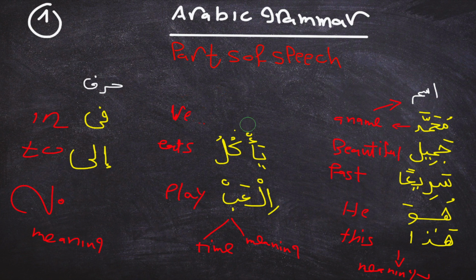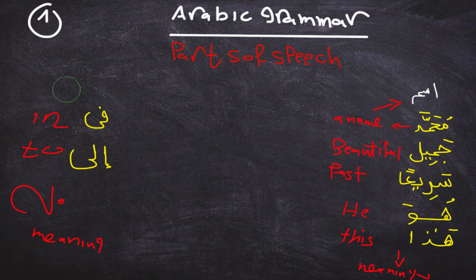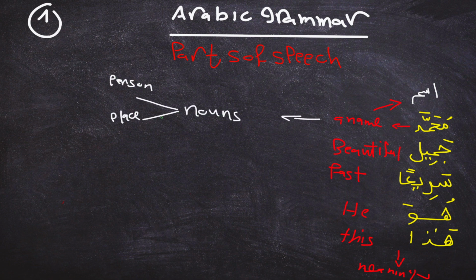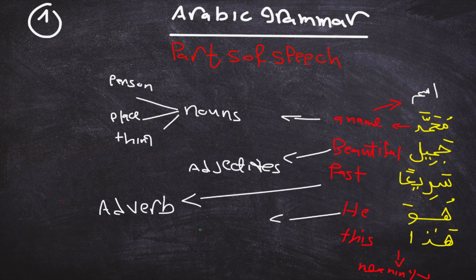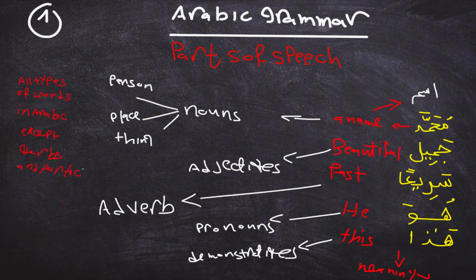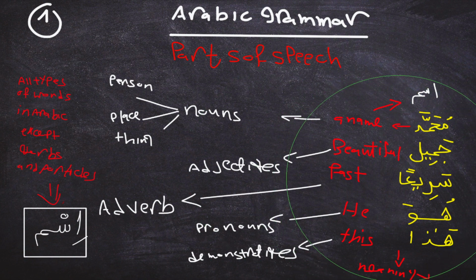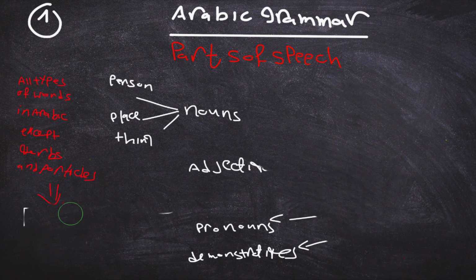So, as you can see here, the category of ism includes nouns like person, place, thing, also adjectives, adverb, and pronoun and demonstratives. All these types of words are under the main category ism. All types of words in Arabic language except verb and particle are under the category of ism.